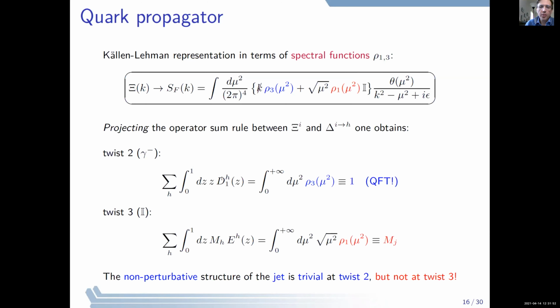So at twist 2, the unpolarized one sums up to 1, which sounds trivial. In fact, it's not, because it's due to the generic properties of the canonical commutation relations in quantum field theory.